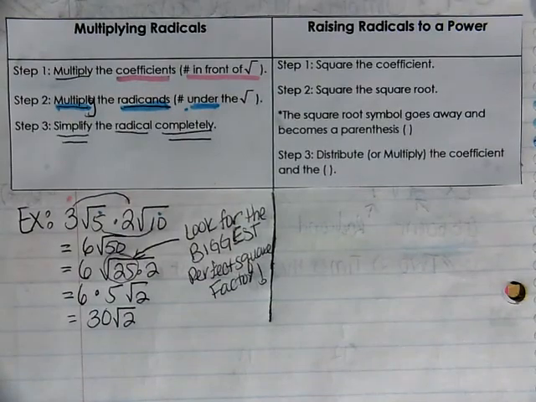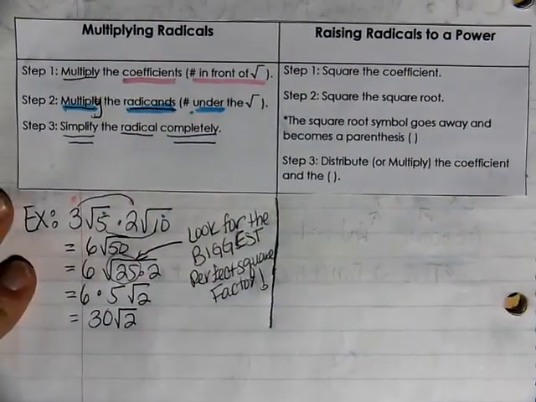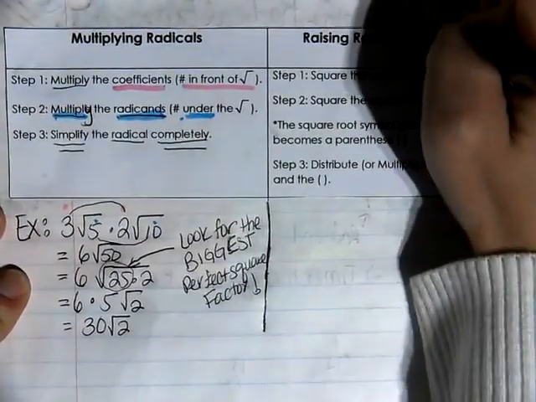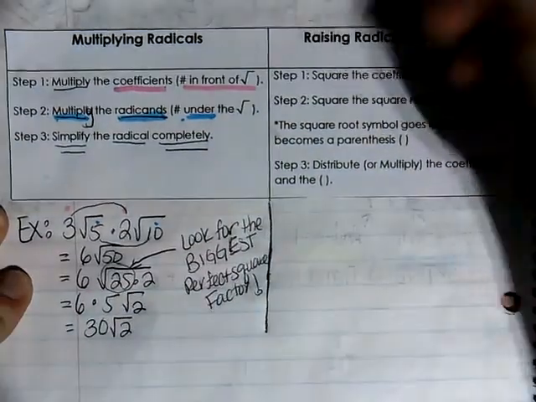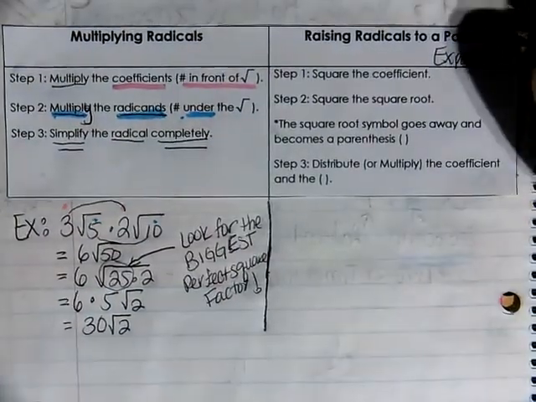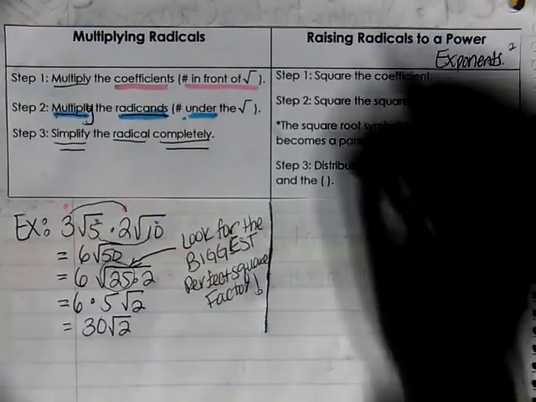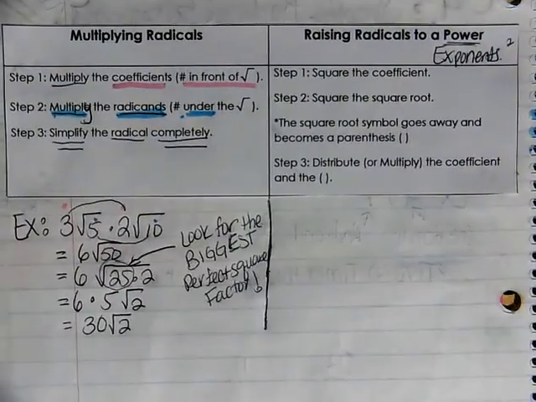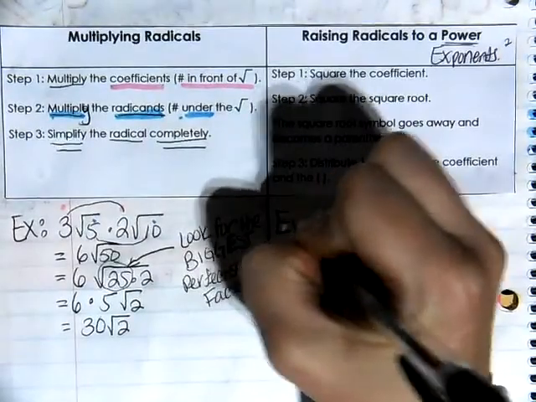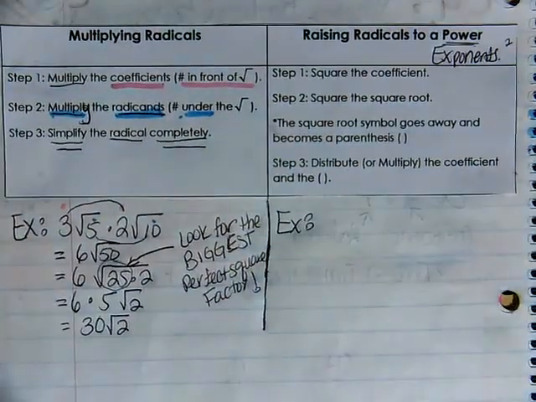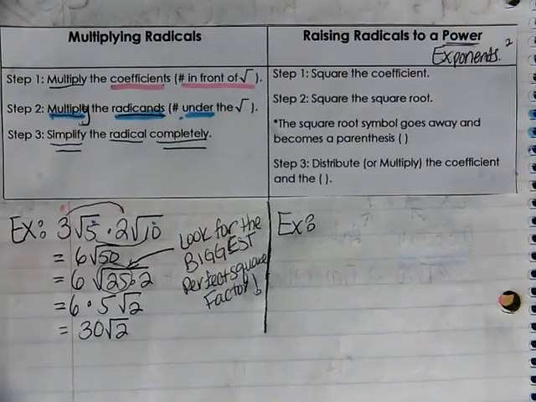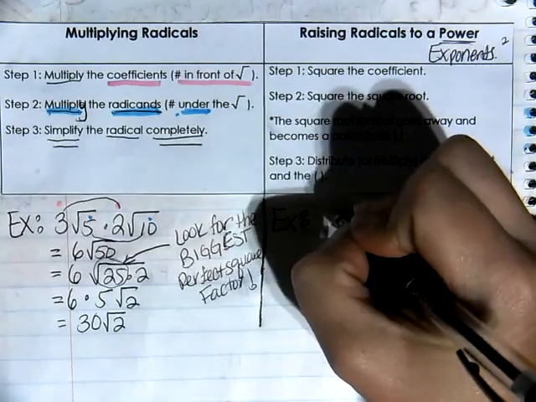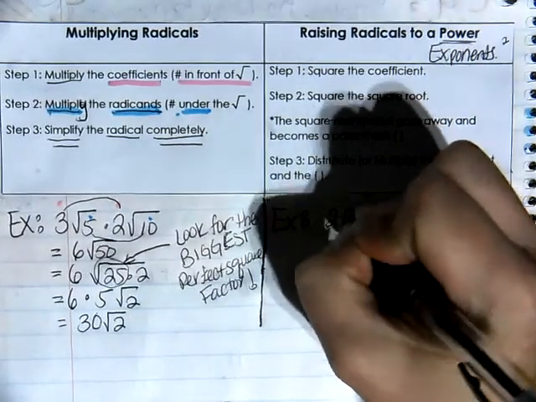Let's go ahead and talk about raising radicals to a power. A power is another word for having exponents. Raising to an exponent, so that's like a square or a cube or something like that. That's what power means, an exponent. I'm going to do an example and go through the steps as I go. Here's my example, and I have 2 approaches for this, so I'll show you both ways. We have 2 times the square root of 7, squared.